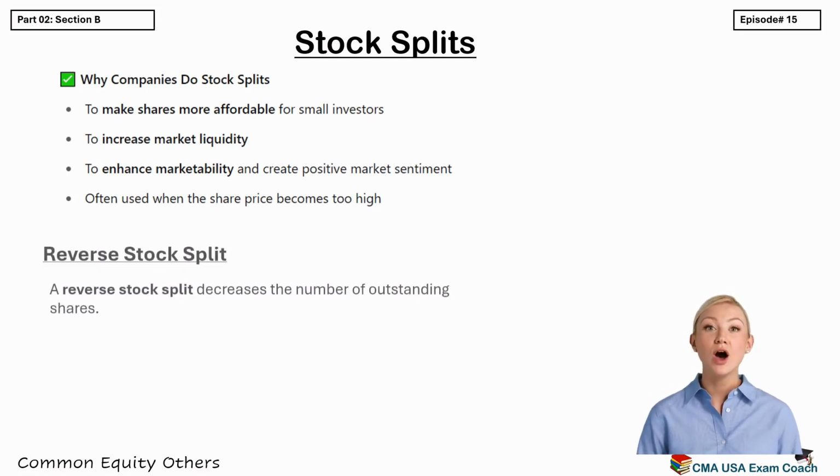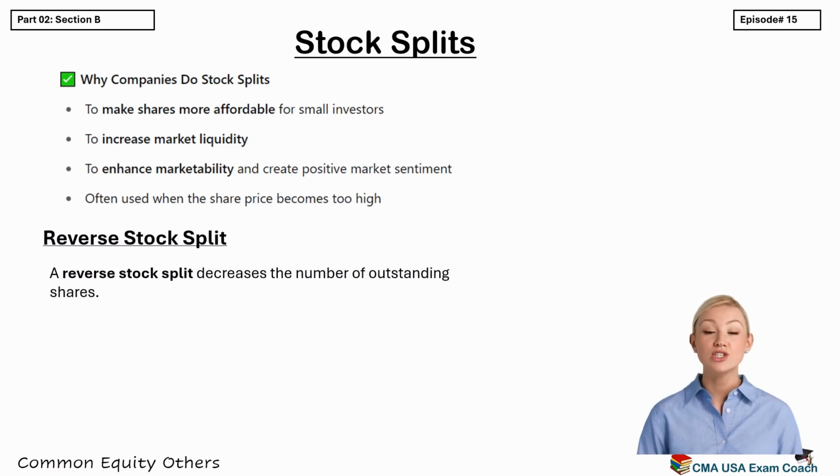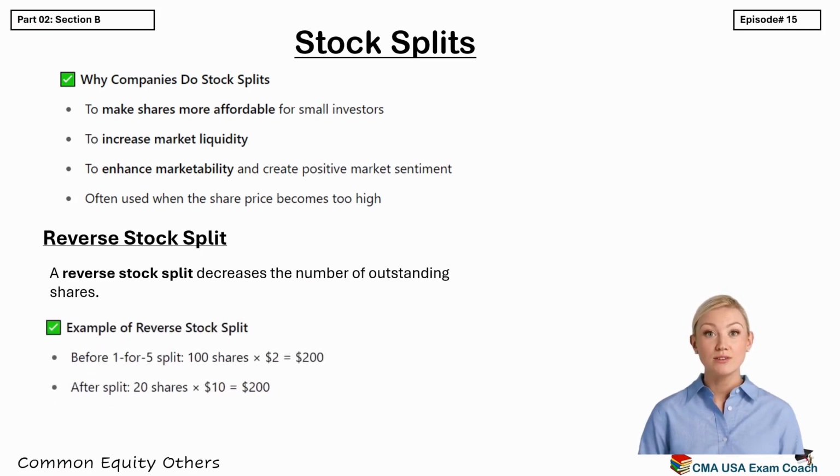Now, let's look at the opposite situation, called a reverse stock split. In a reverse stock split, a company reduces the number of outstanding shares and increases the share price proportionately. For example, in a 1-for-5 reverse split, every 5 shares you own are consolidated into one new share. If you owned 100 shares at $2 each, after a reverse split, you would have 20 shares priced at $10 each. Again, the total value remains the same.